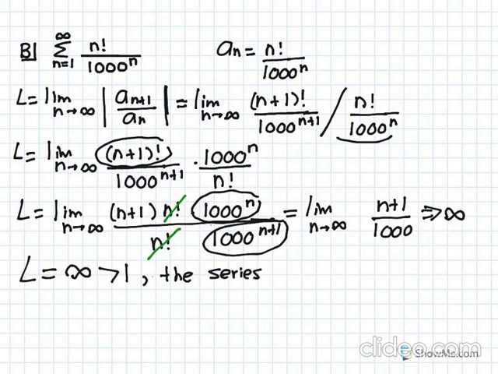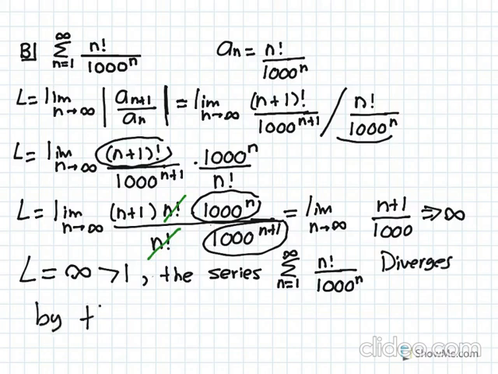The series summation n equals 1 to infinity of n factorial divided by 1000 to the n diverges by the ratio test.